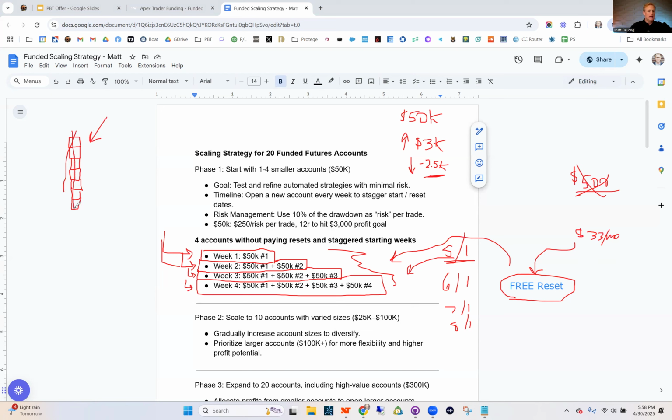And what we're recommending here is that you stagger your starting weeks, right? So in week 1, again, you're starting with just 1. You can have 4, but keep 3 of them kind of in the background, right? By the second week, you're now starting accounts number 1 and 2. By the third week, you're using accounts 1, 2, and 3. By the fourth week, you're using accounts 1, 2, 3, and 4. So you're not getting them all funded all at once. But the trade-off is you're not blowing them all up all at once. That's kind of the idea here.